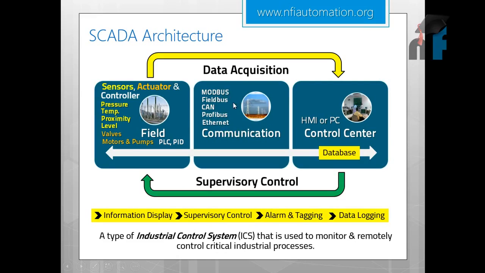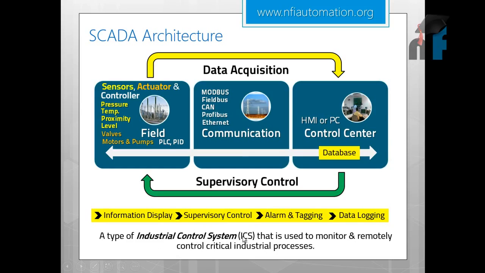Then the communication could be Modbus, Fieldbus, CAN, Profibus, and Ethernet, by which these field devices can interact with the control center. In the control center, you may find HMIs or PCs. These HMIs or PCs control the field devices via the communication network and also acquire the data. So this is the whole loop of SCADA. The data can be acquired, the information can be displayed, supervisory control is there. You can also add alarms and tagging, and data logging can be done.